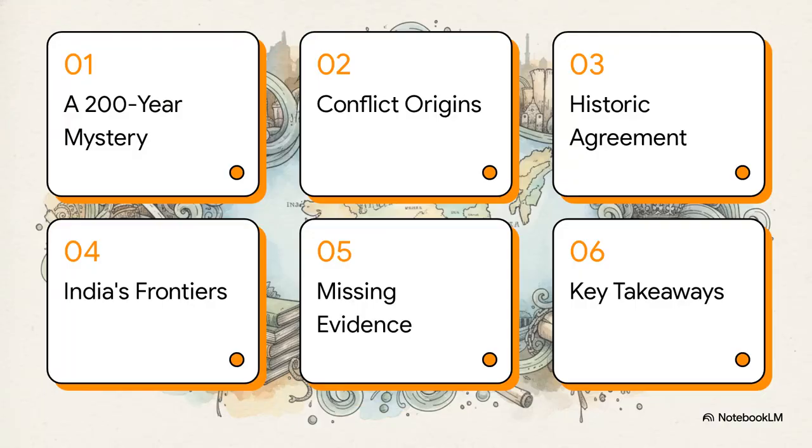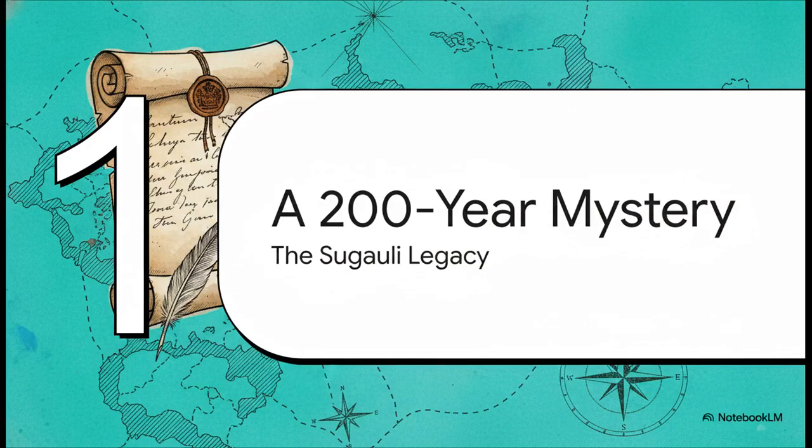So, here's our roadmap for today. We'll cover: 1. A 2-century border mystery, 2. Origins of the conflict, 3. The historic peace agreement, 4. Forging modern India's frontiers, 5. The missing river evidence, and finally, 6. 5 key historical takeaways. Let's kick things off with Section 1, a 2-century border mystery, the Sugauli legacy.